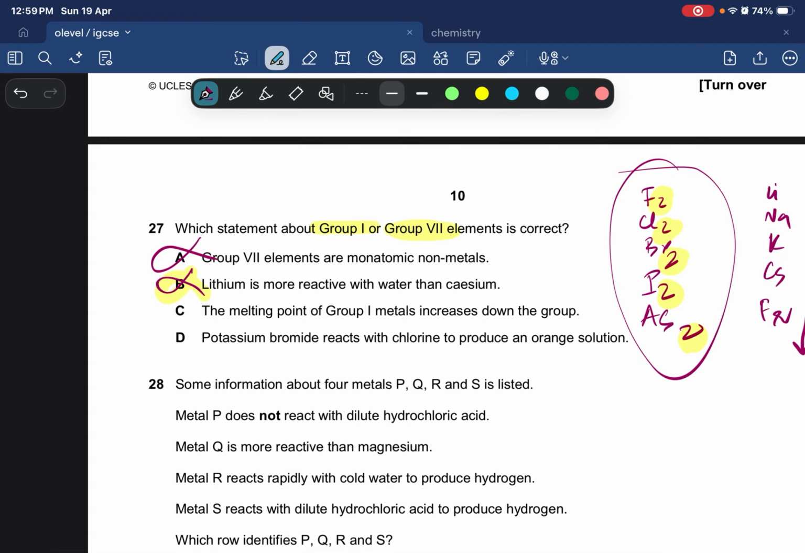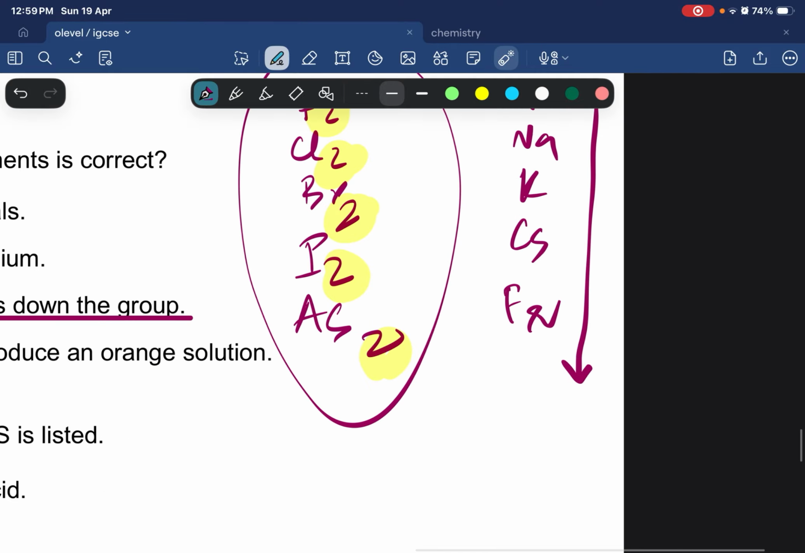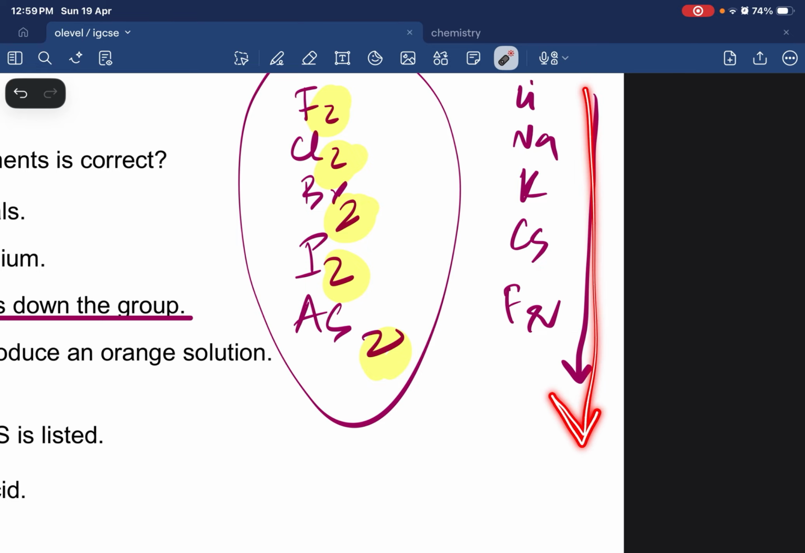So, incorrect. The melting point of group 1 metals increases down the group. No, it decreases down the group. Why? Because as you go down, the metallic bond weakens. Why does the metallic bond weaken? Because the cation size increases.